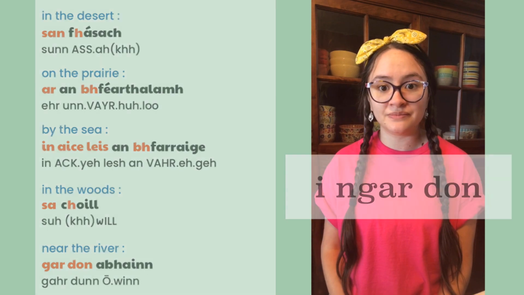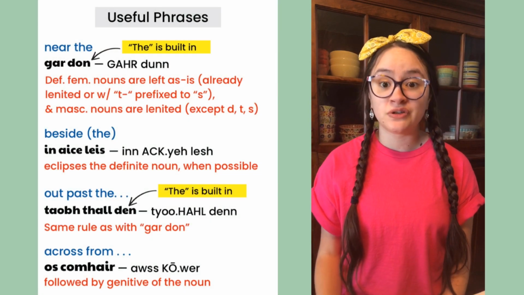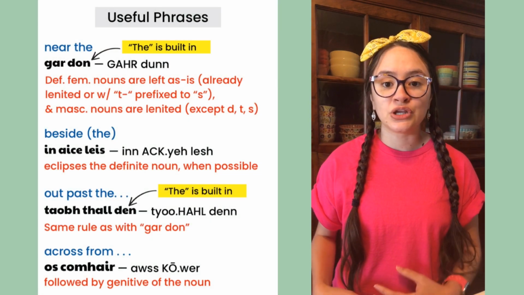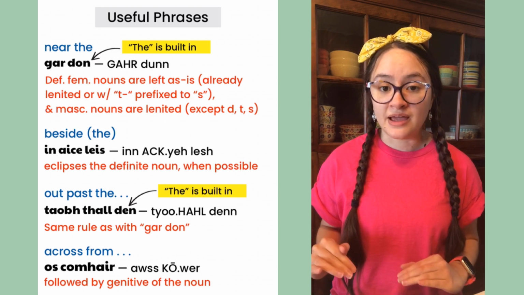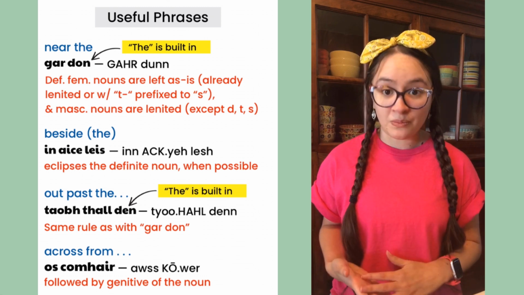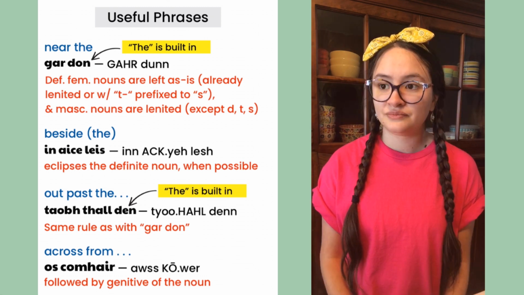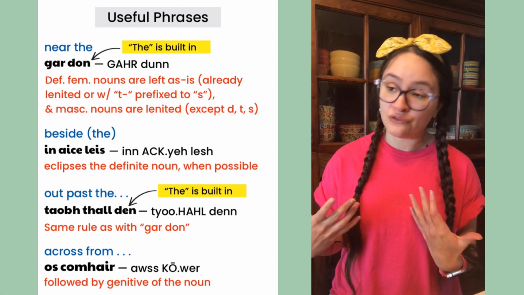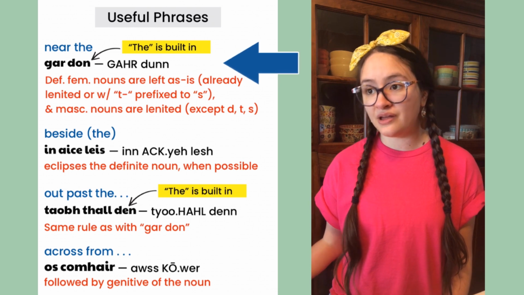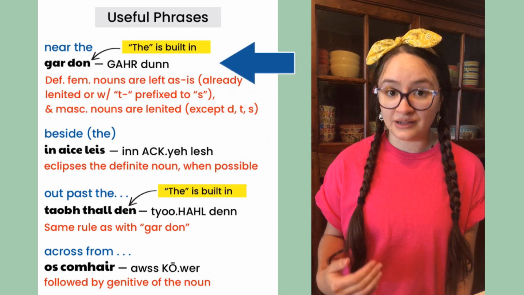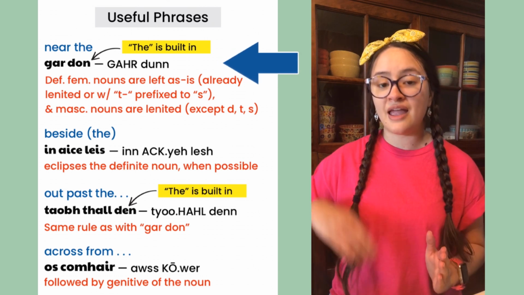Okay, we're on the last page here I have now, and it's just a page of useful phrases that you can use to create your own phrases. And you can fill in the blanks using your own landmarks or place names to describe a general place you live. And you'll recognize a couple of these from before. So again, we've got gar-dun, which means near the, and with dun, the is built into the word. It's made of do and un.